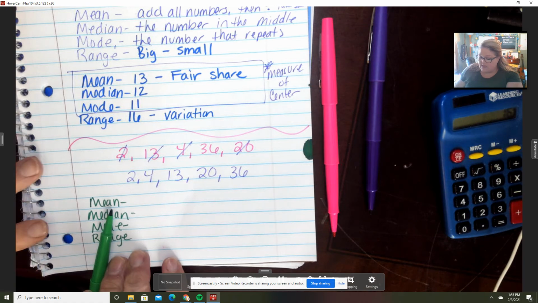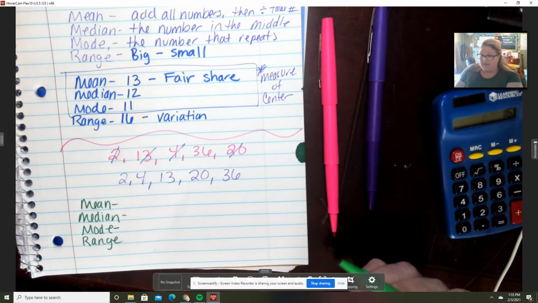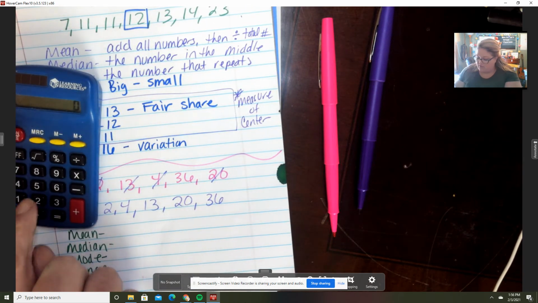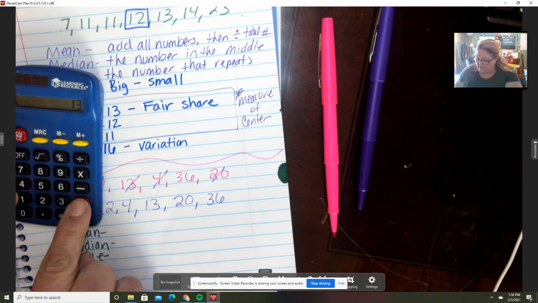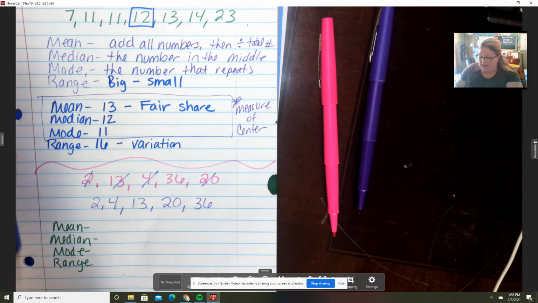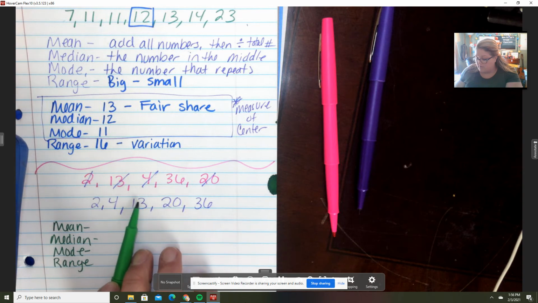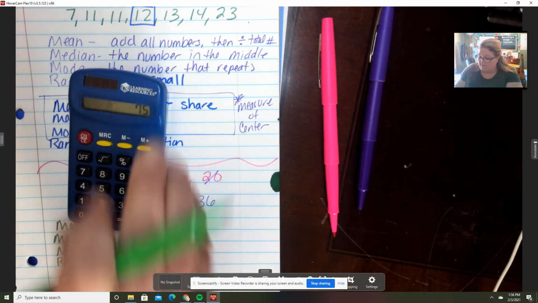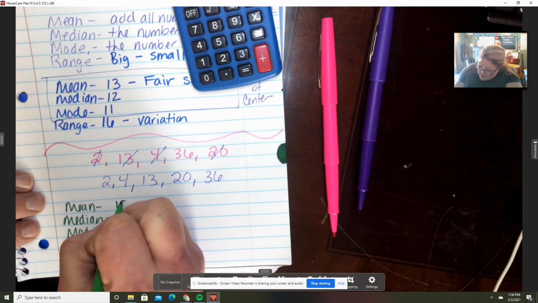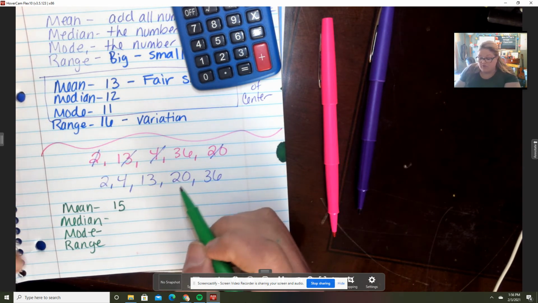Okay, so mean is the average. We're going to add all the numbers and then divide by the total number that you have. So I'm going to add these up: 2 plus 4 plus 13 plus 20 plus 36. I get 75. Now I have to divide this by how many total numbers are in the set. 1, 2, 3, 4, 5. So I'm going to divide that by 5. And it will be 15. Now, does 15 look like it could be in the center? Yes. So 15 is close to the center.